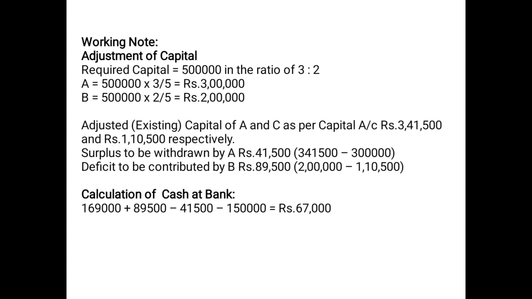Now the calculation of cash at bank. So beforehand the cash balance was 1,69,800, to which further introduction by C of 89,500 will be added, and withdrawal of A 41,500 will be deducted, and the payment made to the retiring partner B 1,50,000 will also be deducted. So ultimately there will be rupees 67,000 in the cash at bank balance, which will be shown in the asset side of the new balance sheet.